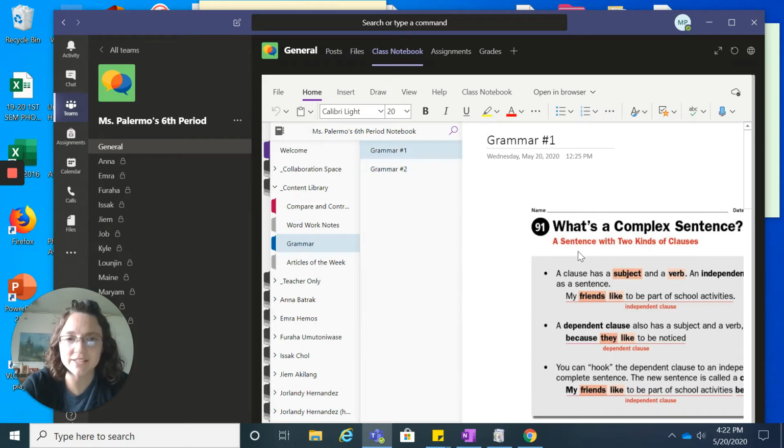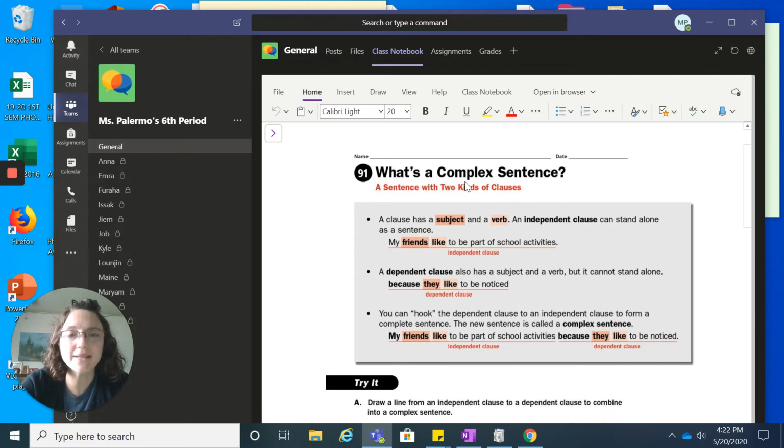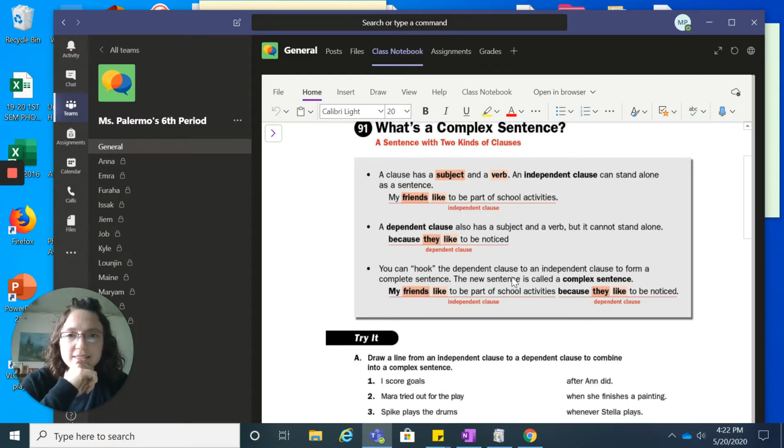Okay, that's the technology side. Now, what are we actually doing for this content? What are we learning about? So we're going over what is a complex sentence. So say complex sentence with me 3 times. Complex sentence, complex sentence, complex sentence. So a complex sentence is when, well, let's start with the clauses. I'll explain those and then I'll actually tell you what a complex sentence is.